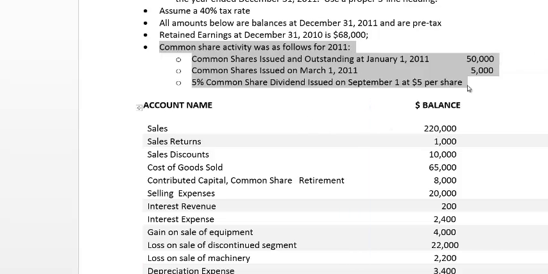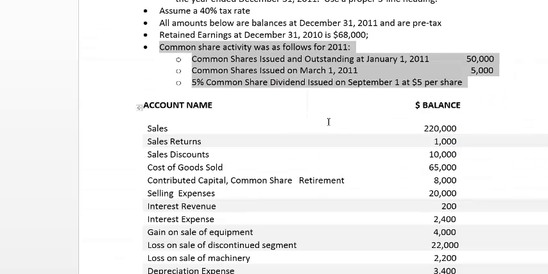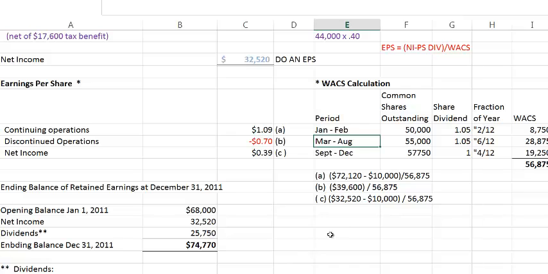I had common shares at the beginning of the year, 50,000, but I only had those 50,000 shares outstanding till February 28th. Why? Because on March the 1st, I issued 5,000 more. So now on March the 1st, I had 55,000. So from January to February, I have 50,000, and then from March 1st to August the 31st, 55,000. Why till August the 31st? Because on September the 1st, I issued a share dividend of 5%, and I issued that share dividend on all 55,000 shares.